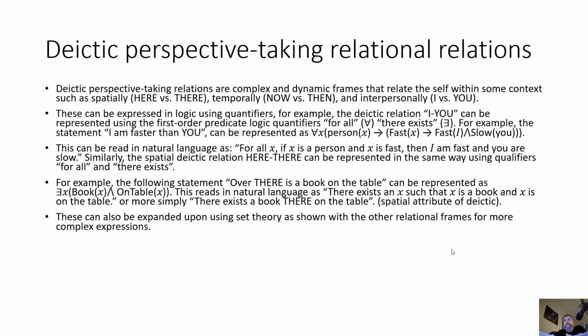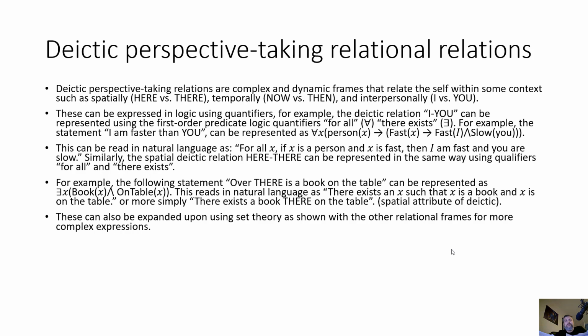For all, that's the upside down A. There exists, that's the backwards E. For example, the statement, I am faster than you. So I versus you can be represented as for all X, person X implies faster X implies faster I and slow you. So when I read that, you probably picked up a couple of words there, where it basically says fast I and slow you.